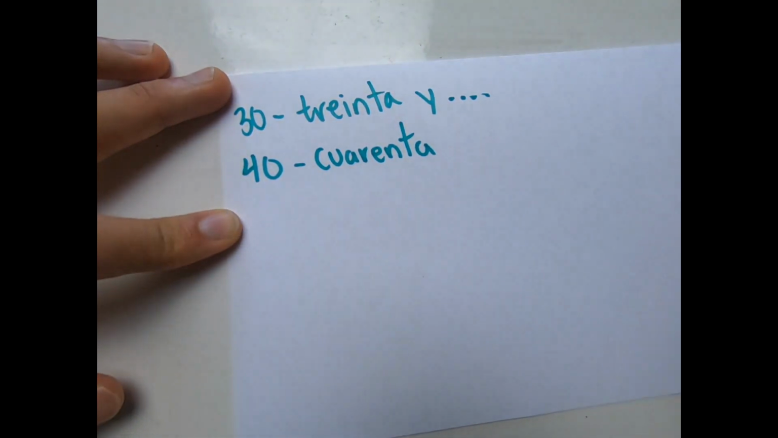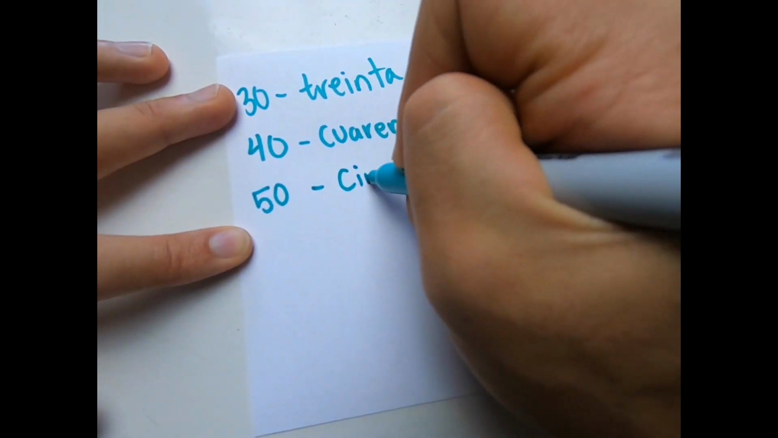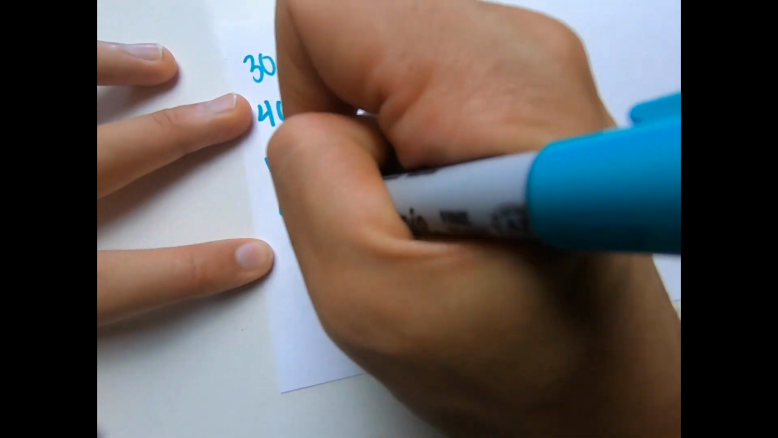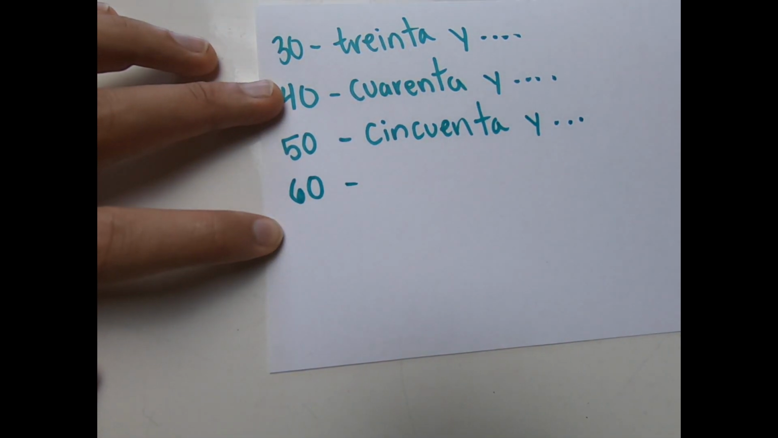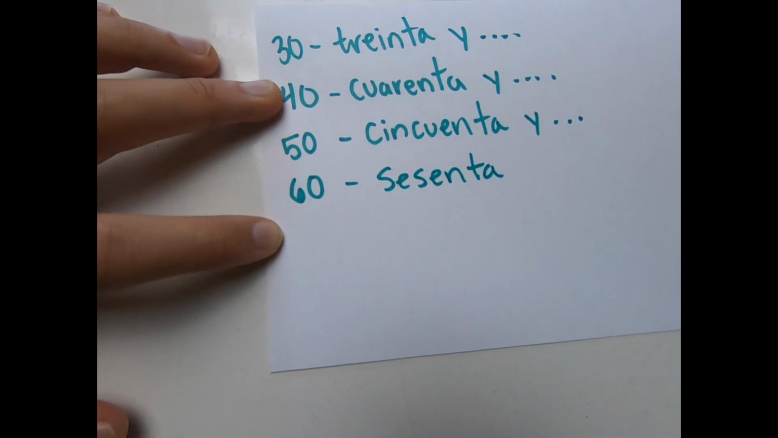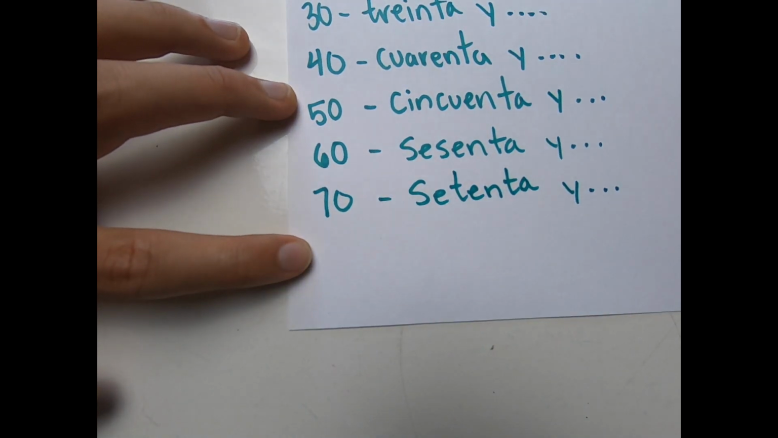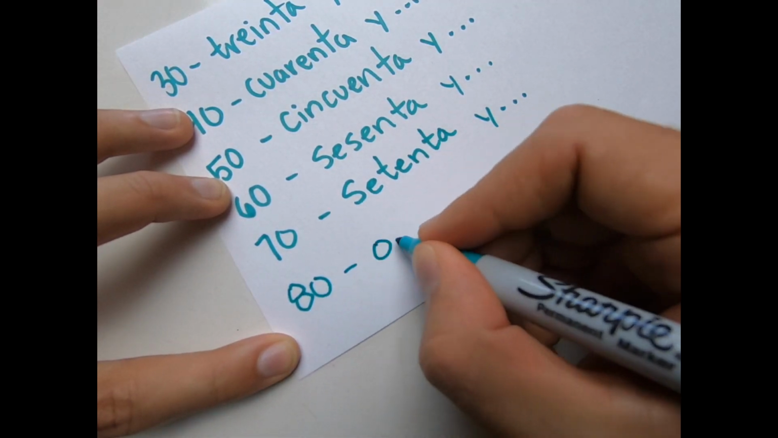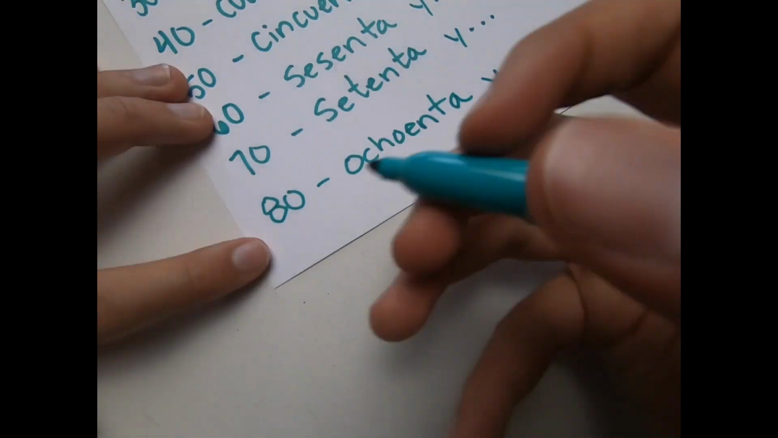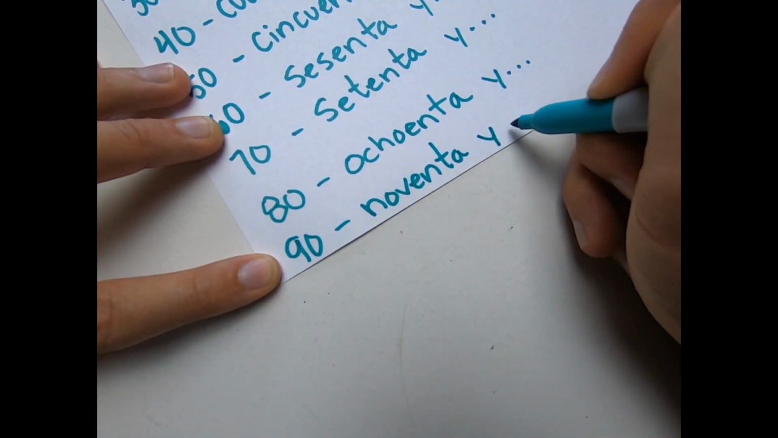Let's take a look at this. If we have 30, we just add a Y and then the number 1 through 9, and we'll have the rest of the digits. Same thing with 40, 50, 60, and 70. Emphasis on the T, 70. And then we have 80, 80 y, and finally 90 y.